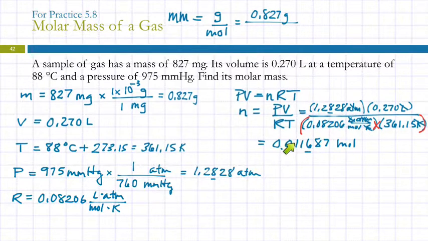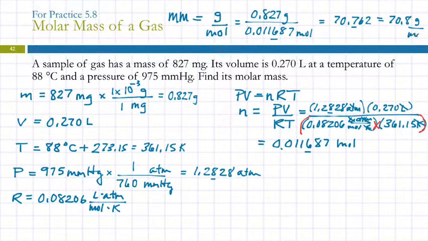So here's my moles. That's what I need in the denominator here. 0.011687 moles. 0.827 divided by 0.011687. This should have 3 sig figs. So we're going to round that to 70.8 grams per mole. It's the molar mass of that liquid, well, the gas.